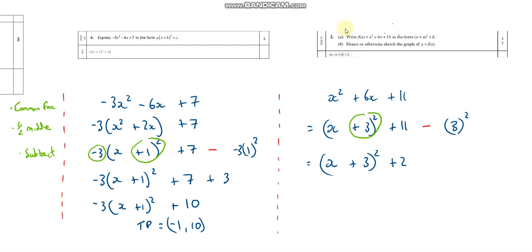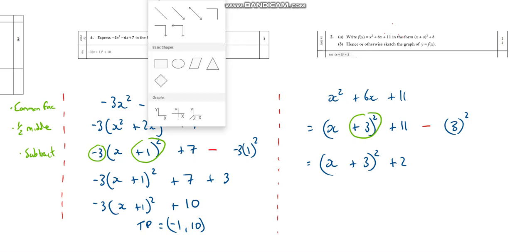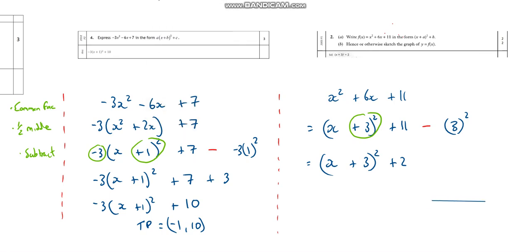Now I like this question because it says hence or otherwise sketch. So let me say with the turning point, let's have a think about what that would look like. So if I was to draw my axes out, that's my x-axis, and my y-axis. The turning point is going to be at negative 3, 2. Okay, so there's my turning point, negative 3, 2, maybe just up here. It's a positive x squared, so it's going to be a happy face.